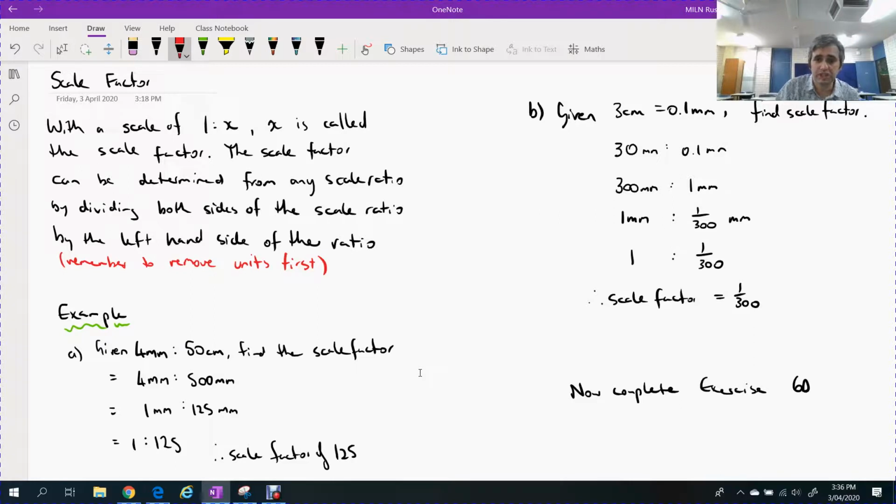Same with this one. Given 3 centimetres equals 0.1 of a millimetre, find the scale factor. Convert the units to the same thing. I'm going to convert the centimetres to millimetres. Here it is here. I'm going to get rid of this 0.1 by multiplying both sides by 10. Then I'm going to divide both sides by 300 to make the left-hand side 1, which is what's been done there. Then I'm going to get rid of the units. I'm left with 1:1 over 300, and whatever the number is on the right-hand side gives me the scale factor.